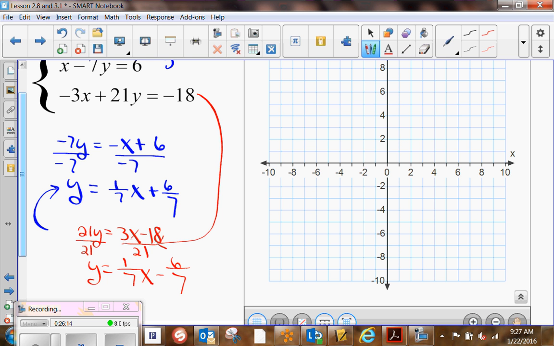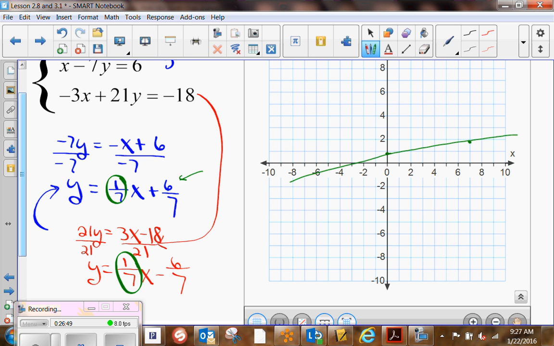Okay, so that's interesting. Wait a minute, let's look at what's going on here. These guys have the very same slope. They just have different intercepts. So that means they're going to be parallel. Watch how this works. I'm going to go to 6 to graph this one here. I'm going to go to 6/7, which is almost a whole. And I'm going to go up 1 over 7. So the line is roughly going to look like this.